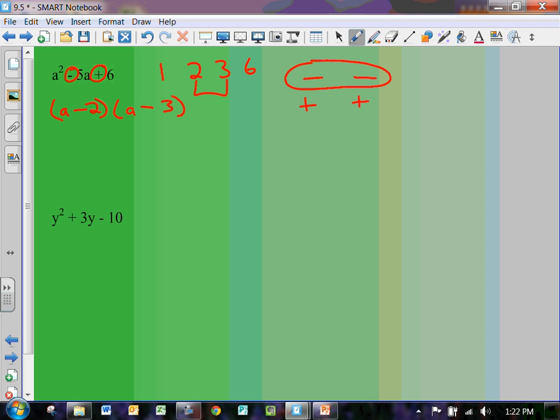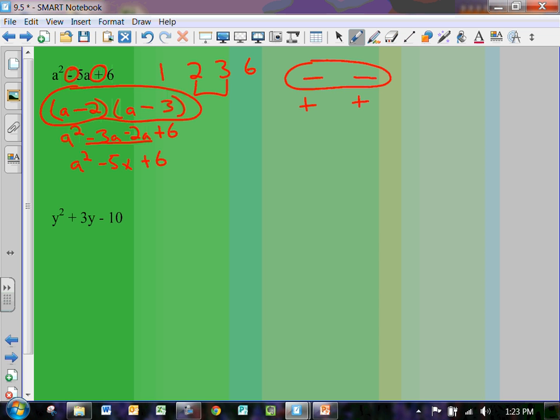So we FOIL that out. So first together, a squared. Outers is negative 3a. Inners is negative 2a. And my last gives us plus 6. Combine these two like terms. So a squared minus 5a plus 6. And that matches up. So we know we did that right. So we know that this is the correct factorization.